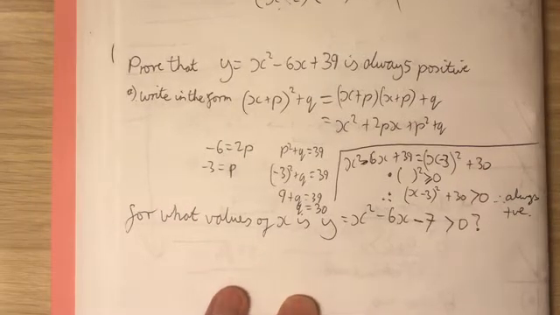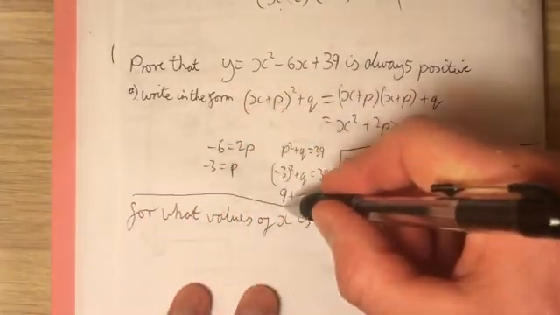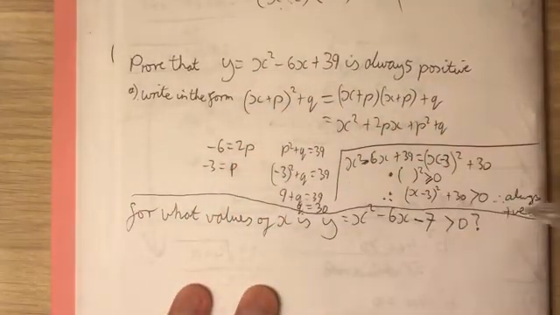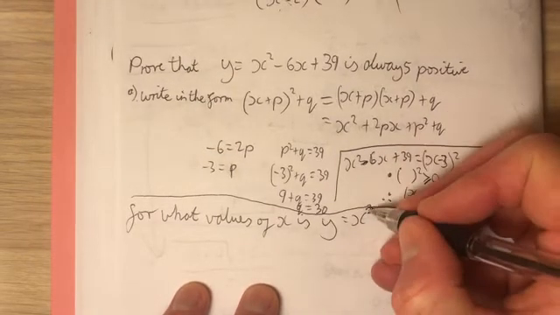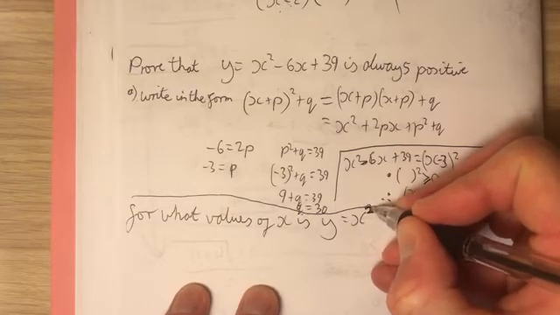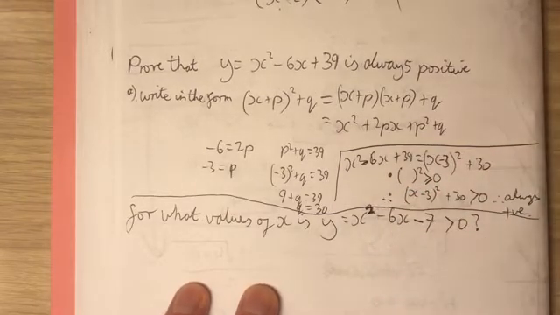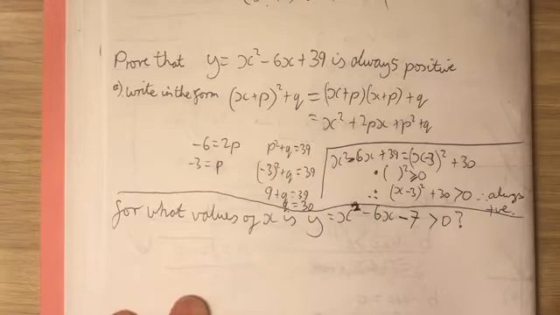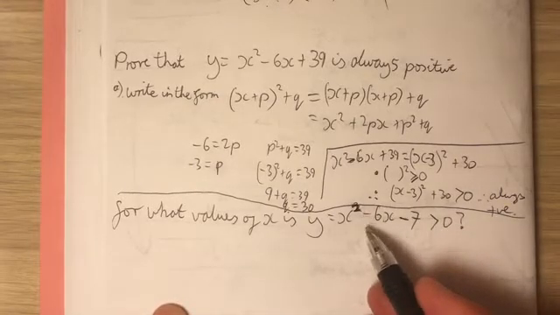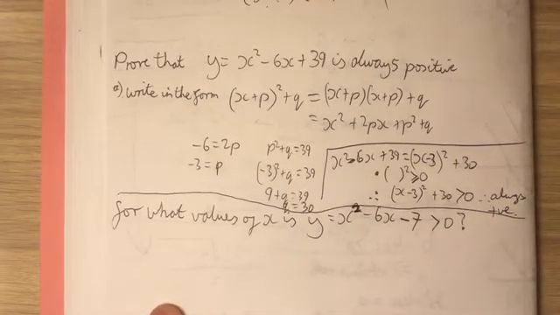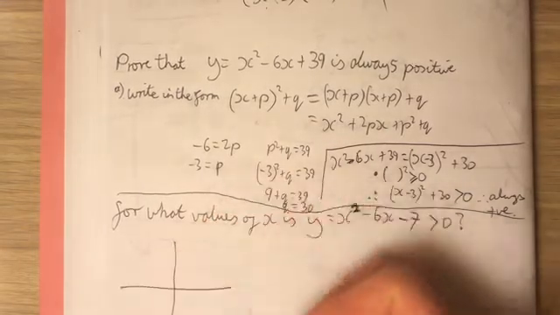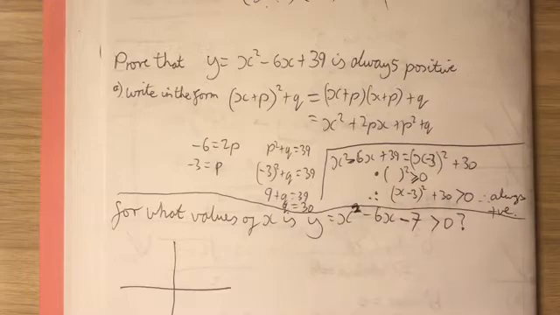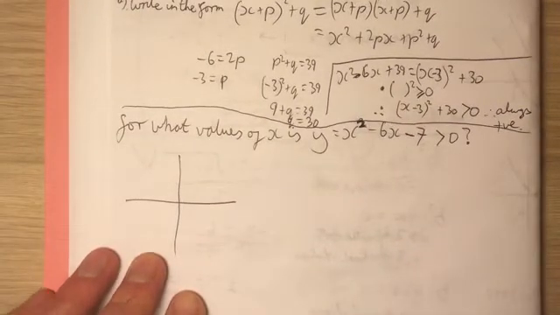Right, finally, for what values of x is y equals this thing greater than 0? So this is going to be much more fun. Okay, it's not always positive, it's only sometimes positive, and we're going to figure out when. What x numbers in here make the answer be greater than 0? So, how do I do it? Basically, we're looking to solve it. We're looking to sketch it, to understand it, to put together all the learning we've done so far.